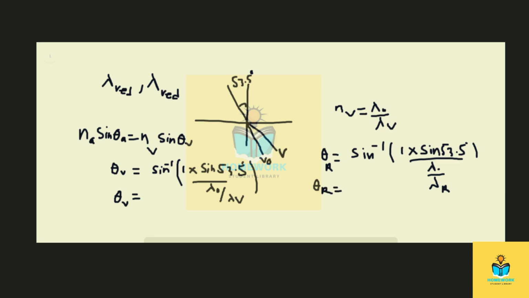So the angular separation between these two will be written as delta theta, which is theta R minus theta V. End of the problem.